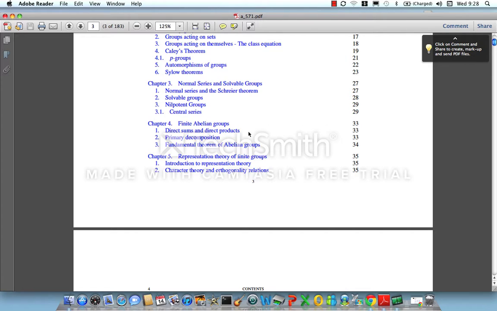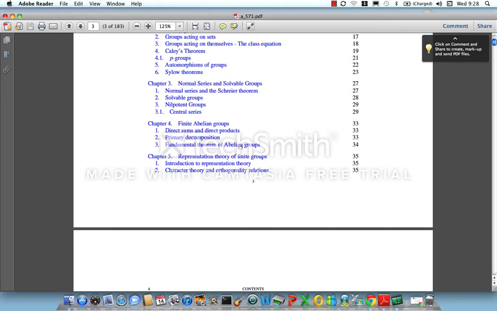Then quite an important chapter here will be the finite abelian groups. This is quite important for a lot of reasons, with applications to number theory and algebraic geometry and other areas of mathematics. We have the so-called fundamental theorem of abelian groups, which tells us basically how an abelian group can be written.